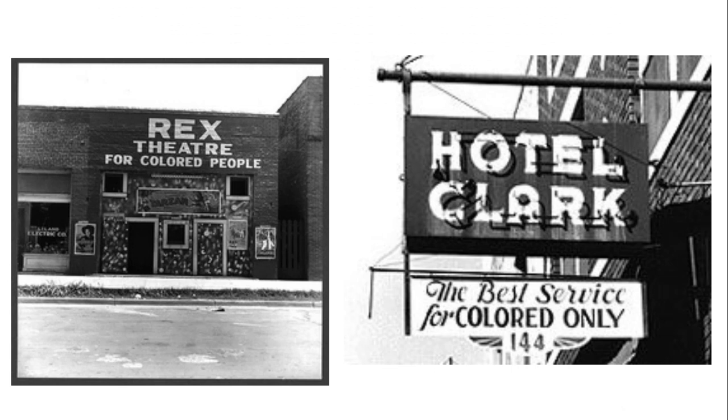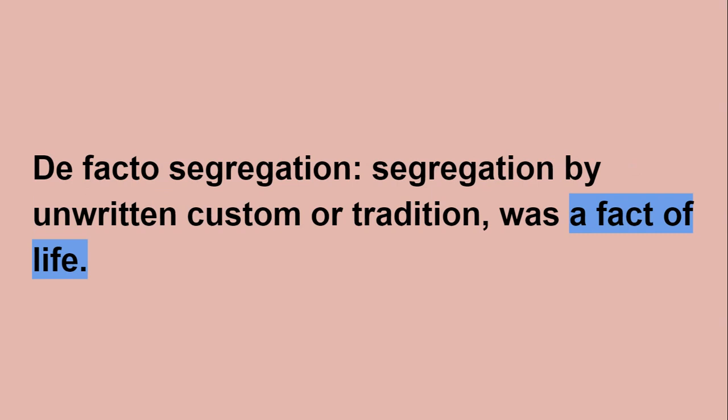So these are some more pictures. Like I said, you had the African American only theater. You had hotels that were only for blacks as well. So here's the two parts. You have de jure segregation, which is segregation imposed by law only. And then you have de facto segregation.